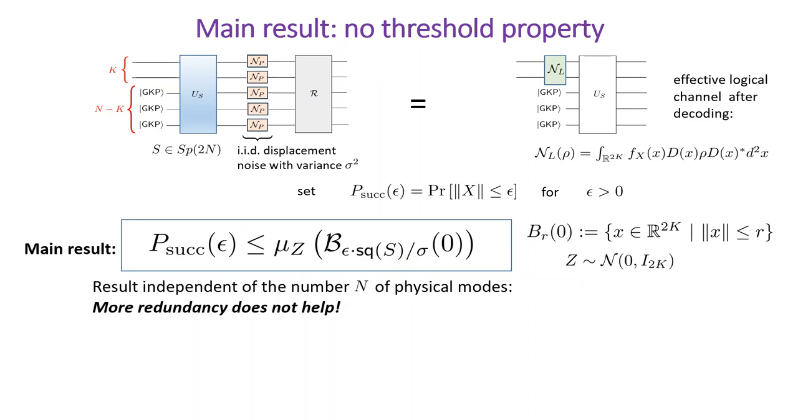Observe that this bound is independent of the number n of physical modes. This implies that redundancy does not help in this setting. We cannot use more modes to achieve smaller distortion.